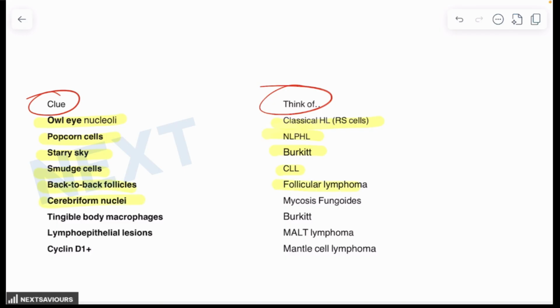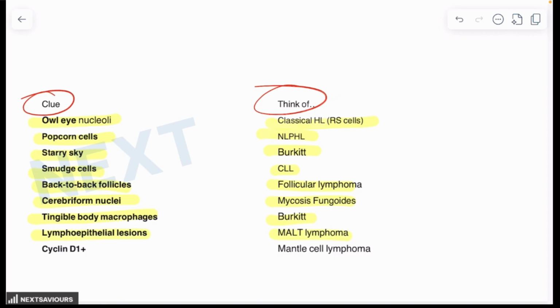Cerebriform nuclei, that means brain-shaped nuclei, is a feature of mycosis fungoides or Sézary syndrome. The tingible body macrophage is again a feature of Burkitt lymphoma, which are appearing like stars in the sky. The lymphoepithelial lesions is a feature of MALT lymphoma, and so on.